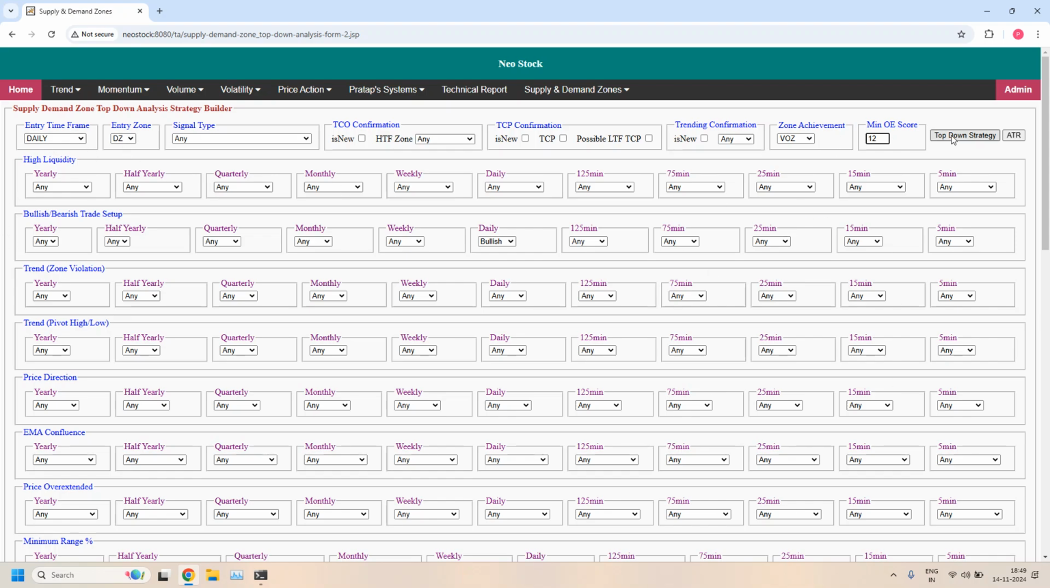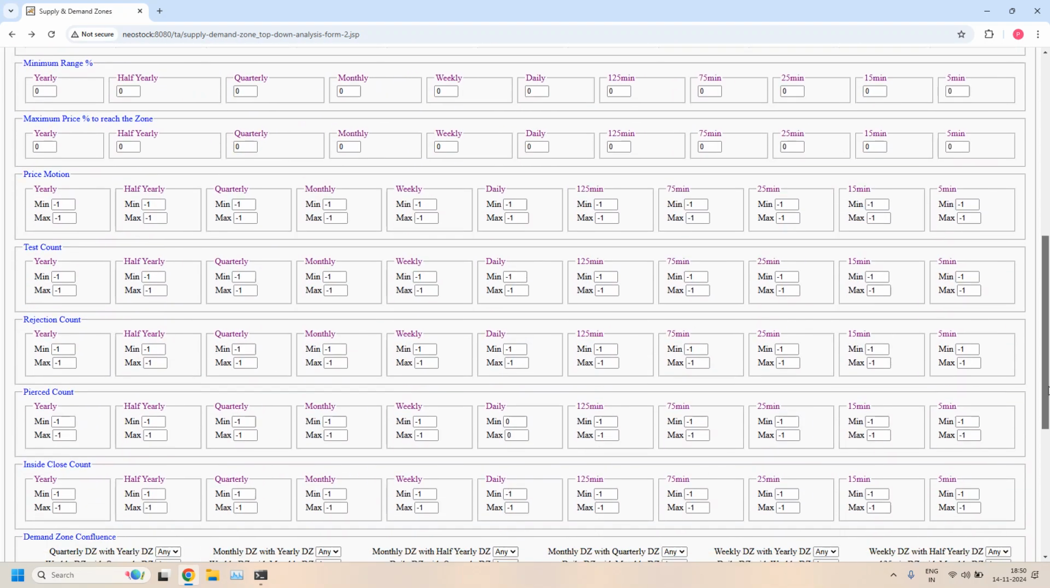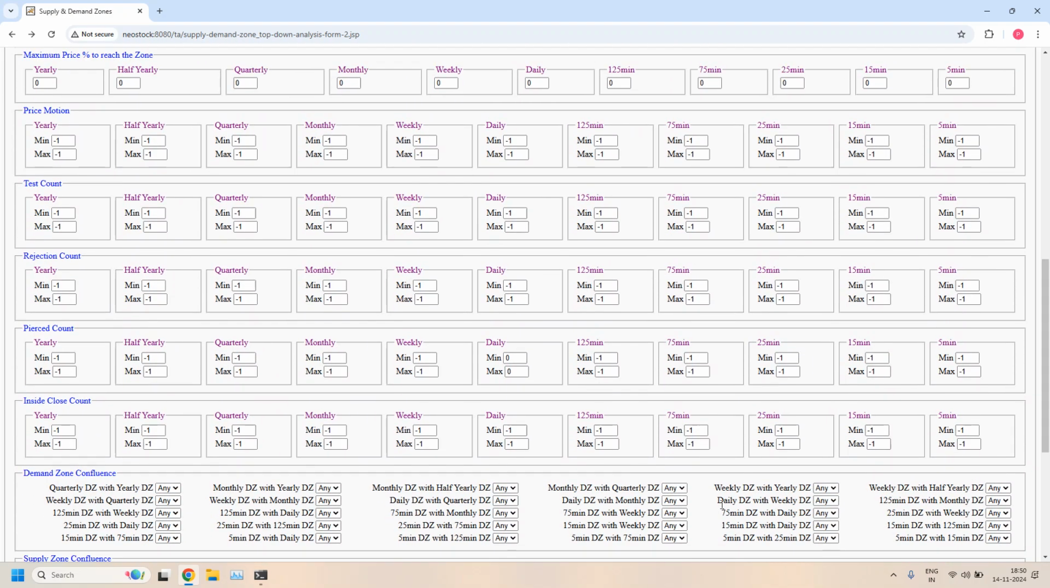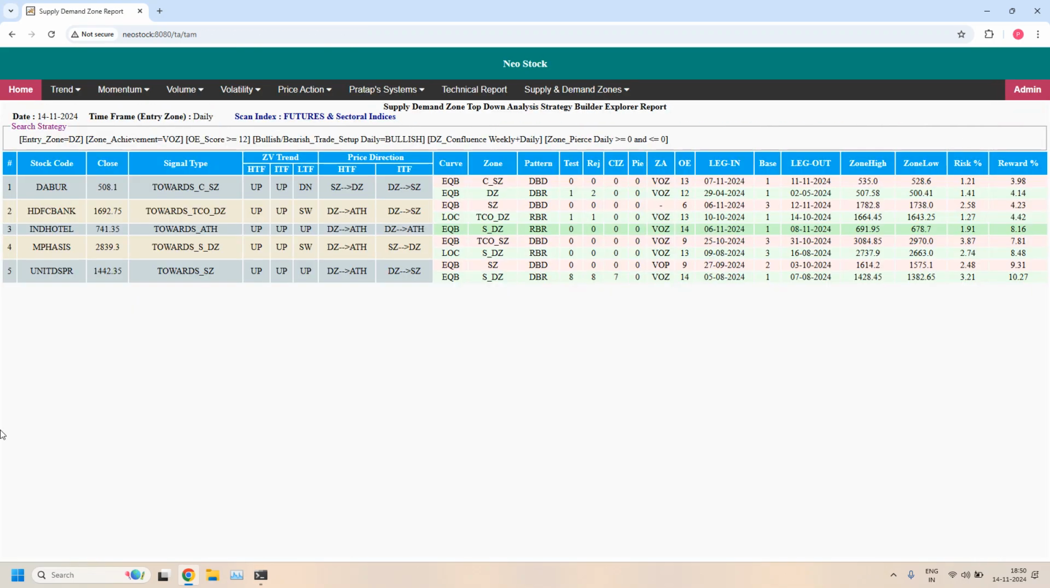Now let's filter the stocks. We got 9 stocks. Currently these 9 stocks are supporting bullish trade setup for monthly income trade, that is entry time frame daily. Out of these 9, how many are having high probability setups? The first filter is based on LTF and ITF demand zone confluence, that is daily and weekly demand zone confluence. I enable the filter. With this filter, out of 9 stocks, we got 5. These 5 are high probability trade setups.